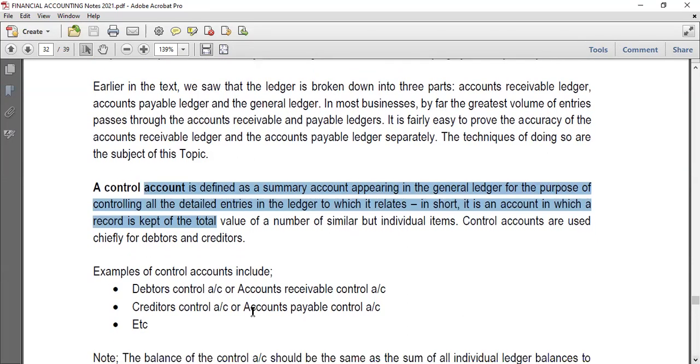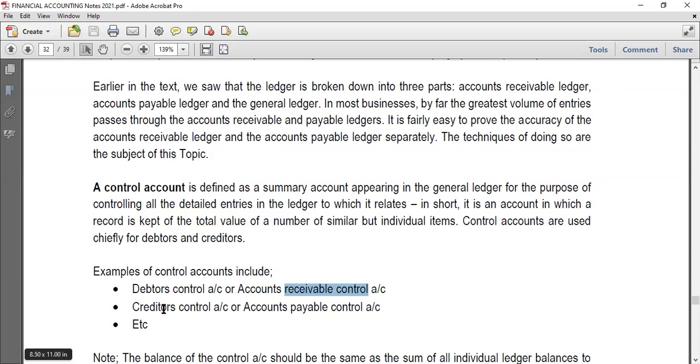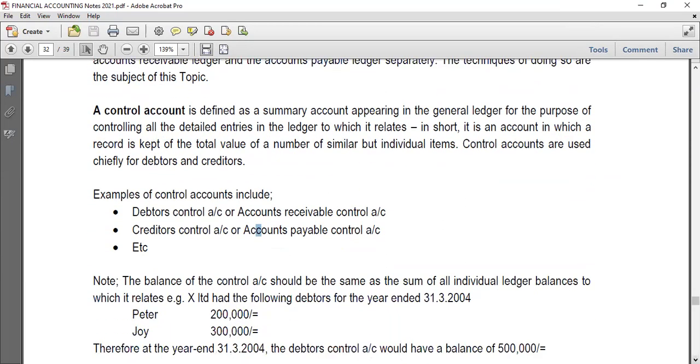So we have what we call the debtors control account. These are the control accounts that we have: the debtors control account, and then the creditors control account. Debtors can also be called accounts receivable. Other people call them receivables without the word account, but it's basically the same thing. So we have the debtors control account, which is the accounts receivable control account, the same thing. And then the other is the creditors control account, which alternatively is called the accounts payable control account. So this is the principle.